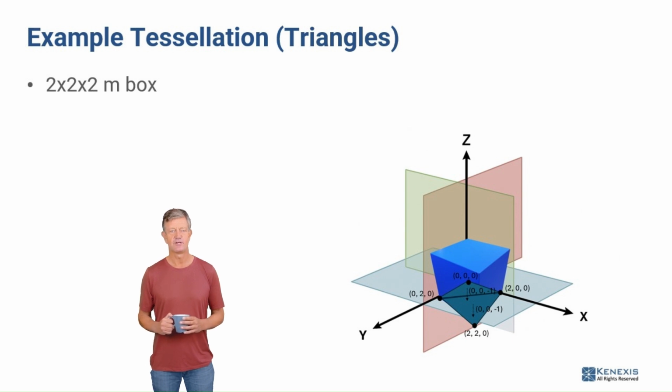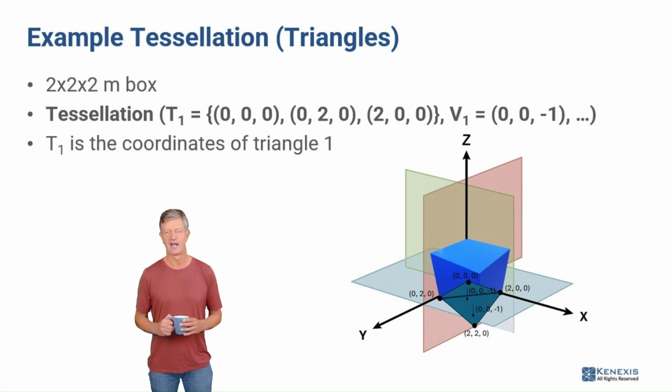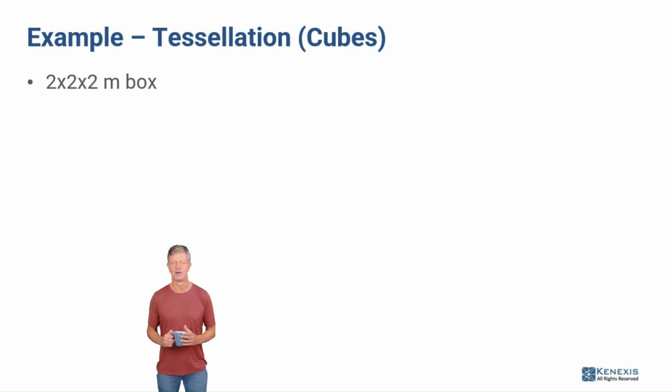The tessellation could be written mathematically as a series of T's and V's, where T represents each triangle's coordinates and V represents each triangle's normal vector. An example for the first triangle and normal vector is seen here. Another common method of tessellation uses cubes as the elements rather than triangles. This application is often seen in computational fluid dynamics, CFD. When creating 3D models for CFD, 3D space is defined as a set of 3D elements, usually cubes. The collection of cubes may be referred to as a mesh.